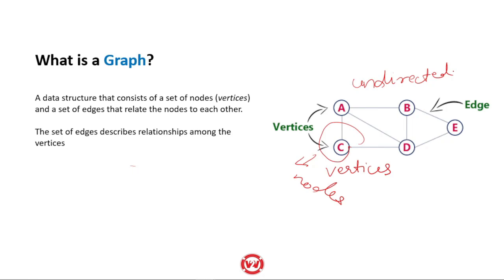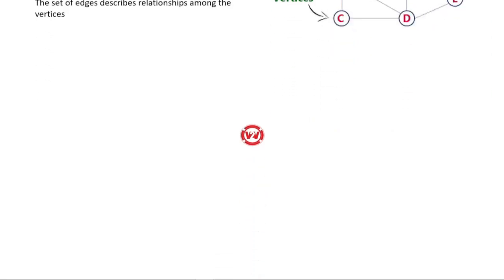So, a graph is a data structure that consists of a set of nodes and a set of edges that relate the nodes to each other. The set of edges describe the relationships among the vertices.